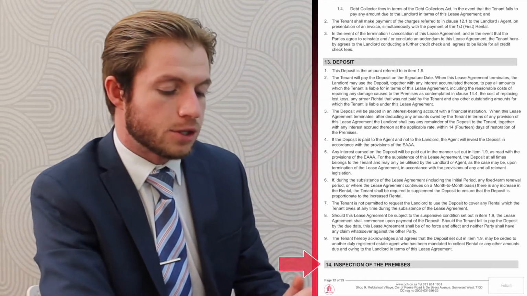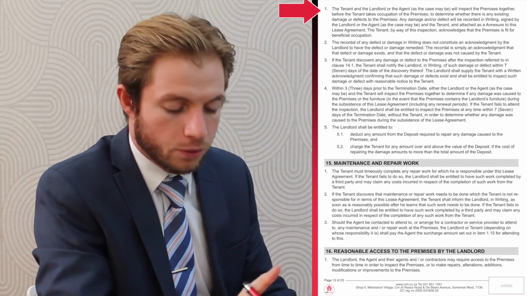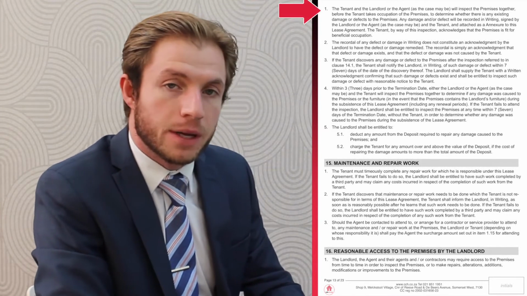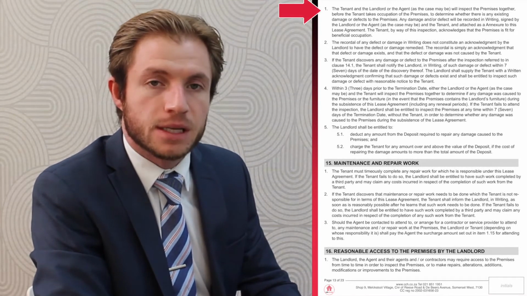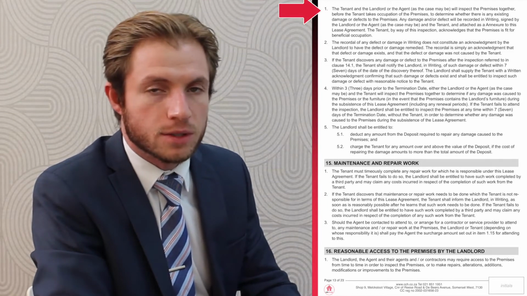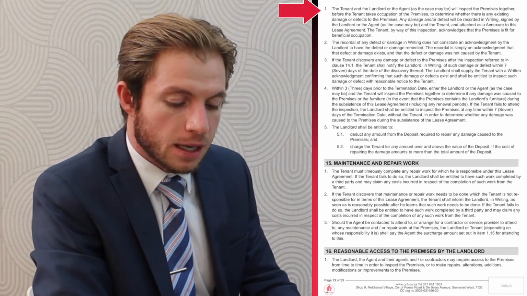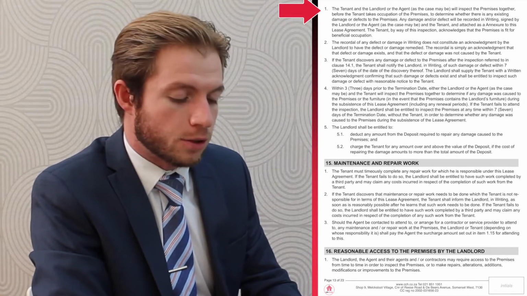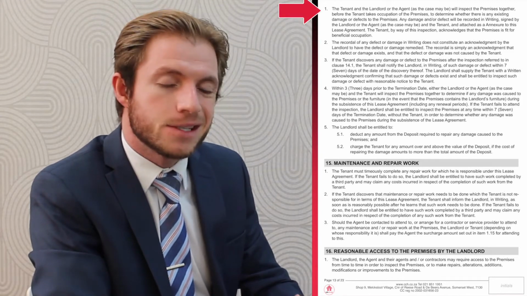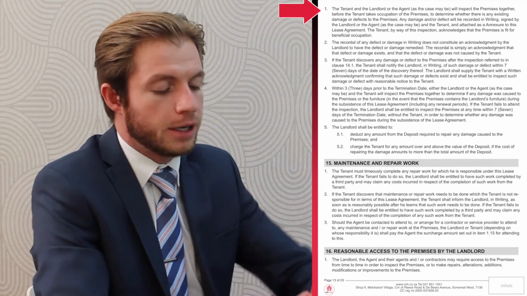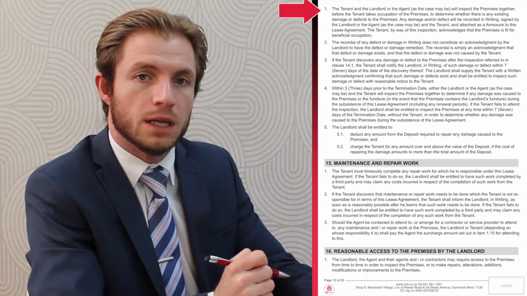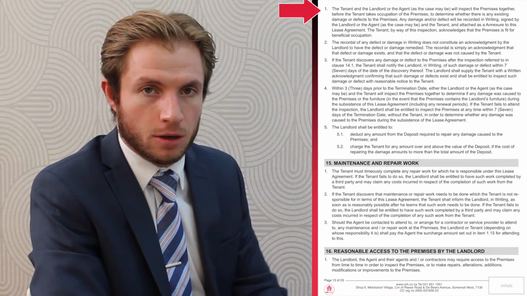Then let's move over to clause 14, inspection of the property. This basically says that the tenant and the landlord, or the landlord's agent, will inspect the premises together. The tenant and the landlord, or the landlord's agent, need to be present before the tenant takes occupation of the property. This is just to determine, by compiling a formal list, what the defects are.